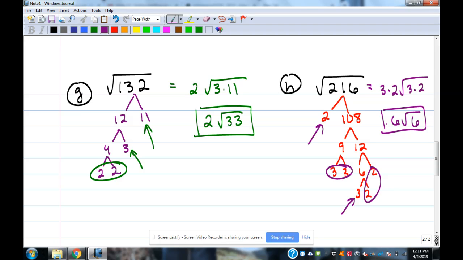Not too bad. The key is getting your factor tree built right. Don't make the mistake of doing addition instead of multiplication. Everything you're dealing with here is multiplication. That's the operation of the day, is multiplying. Everything you deal with is built from multiplying.